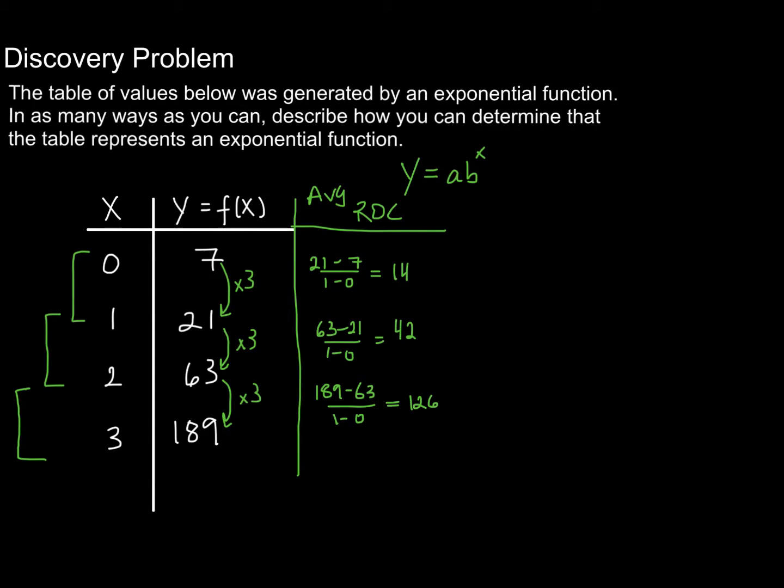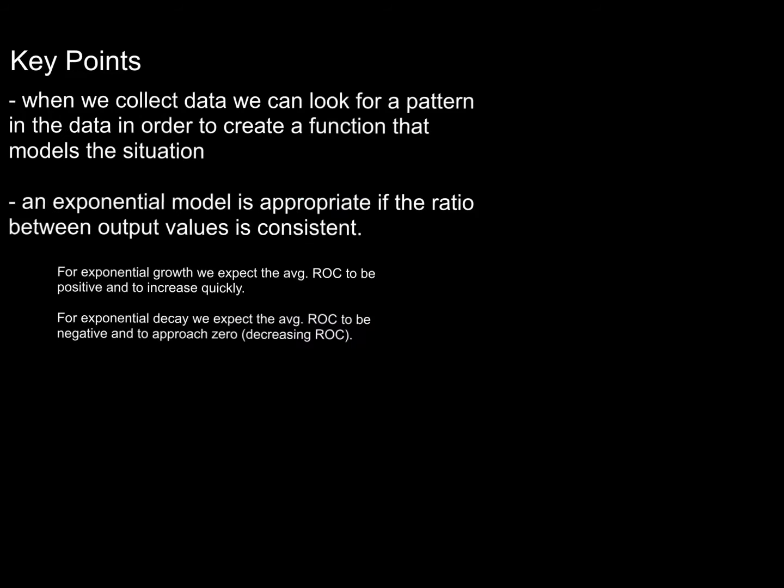And so I can see that the average rate of change is increasing over the domain, which is one of the key characteristics that we see with an exponential function. And so both of these key characteristics are visible in the data set, and therefore I think it would be a good idea to use an exponential function to represent this pattern in the data. So let's go ahead and capture these two key points so that when we're looking at a data set, we can make a determination on whether to use an exponential function to model the data.